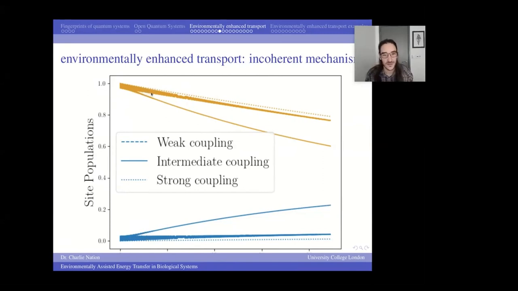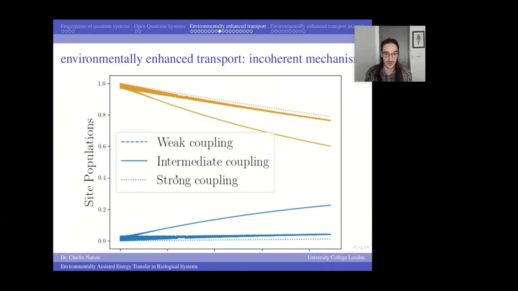And you can see that there are some very, very fast oscillations, especially in the weak coupling case. You can't even see these dashes really. And this is the effect of the coherent oscillations between the sites caused by this direct coupling V, which causes some very small oscillations. So we can see here directly that in the intermediate coupling case, we have this enhanced transport rate of the system.